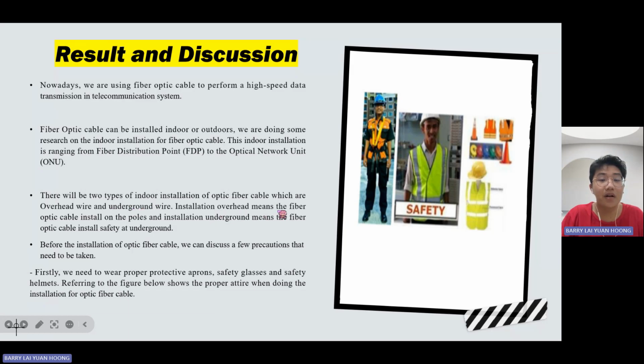Installation overhead means the fiber optic cable is installed on the post, and installation underground means the fiber optic cable is installed safely underground. Before installation of optic fiber cable, we can discuss a few precautions that need to be taken. Firstly, we need to wear the proper protective aprons, safety glasses, and safety helmets. Referring to the figure below, the figure on the right side shows the proper attire we need to wear when doing the installation for optic fiber cables.